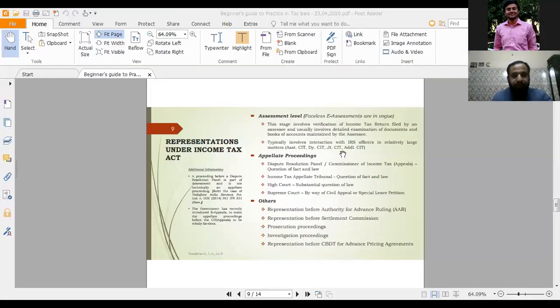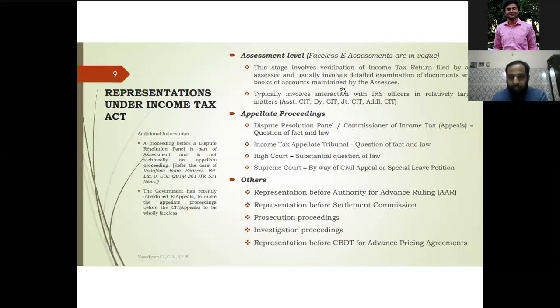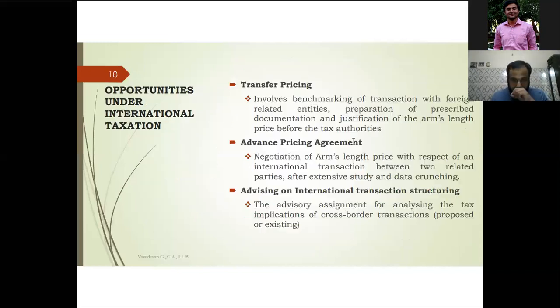Similar is the position under GST. I have not written separately. There also all these forums, all these authorities do exist. There also you have a very large scope for undertaking your practice, right? So let's move to the next slide, please. Under international tax, there are a few concepts. I would not get into this right now, because these concepts would take a long time. If you have any query regarding this, we can talk later. Let's move to the next.